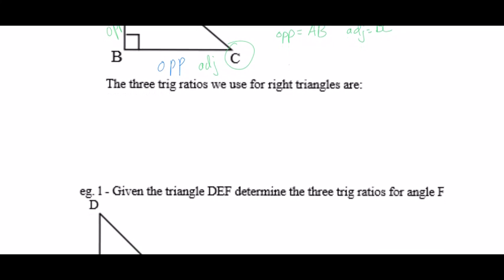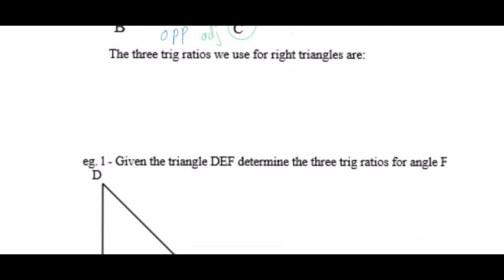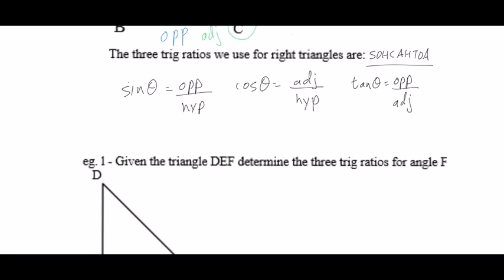Now when we talk about trig ratios we're always using SOHCAHTOA for right angle triangles. So that means sine of theta is opposite over hypotenuse, cos of theta is adjacent over hypotenuse, and tan of theta is opposite over adjacent. So these are the ratios we have used before.